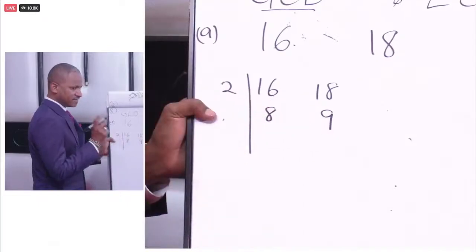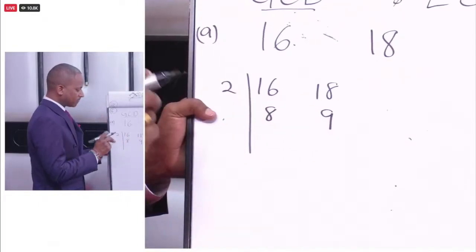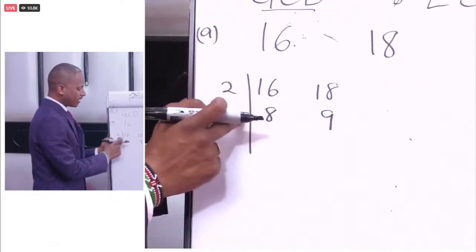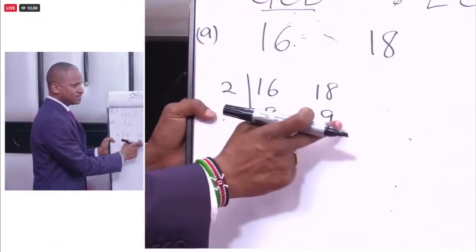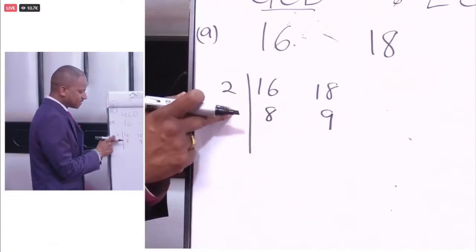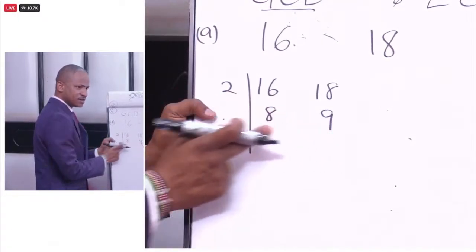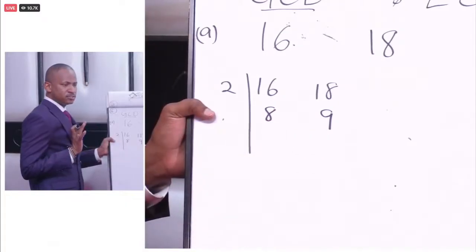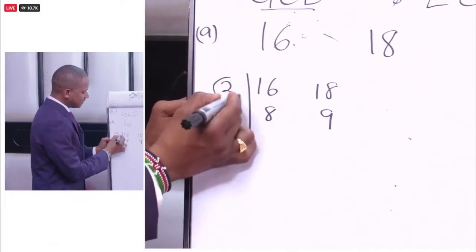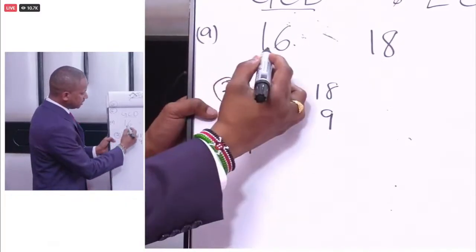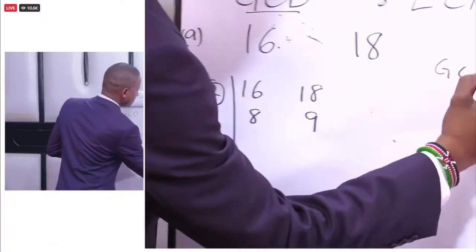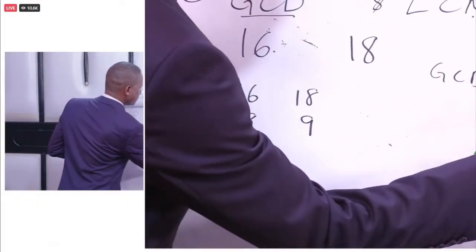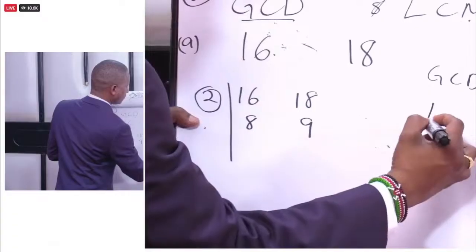So if you are finding a GCD, make sure that you leave it at the point where the next factor can give you a remainder. If the next factor gives you a remainder in either of these numbers, you leave it at that point. So our answer is 2. So the GCD of 16 and 18 equals 2. What about their LCM?